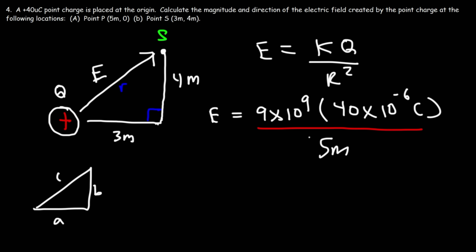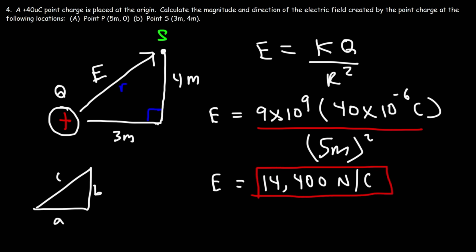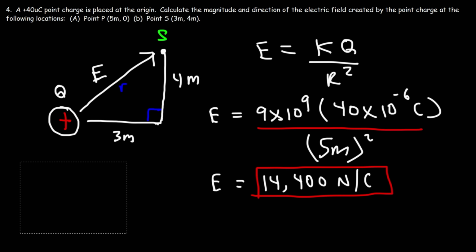So by coincidence, the electric field is going to have the same magnitude as it did in part A, which was 14,400 newtons per coulomb. What's going to be different though is the direction of the electric field vector. How can we determine the direction? We know it's somewhat in the northeast direction, but not necessarily at a 45-degree angle.